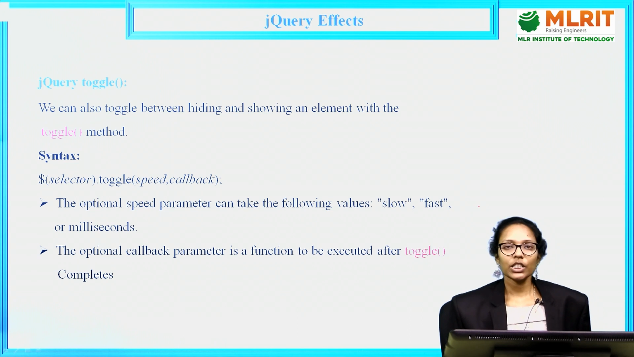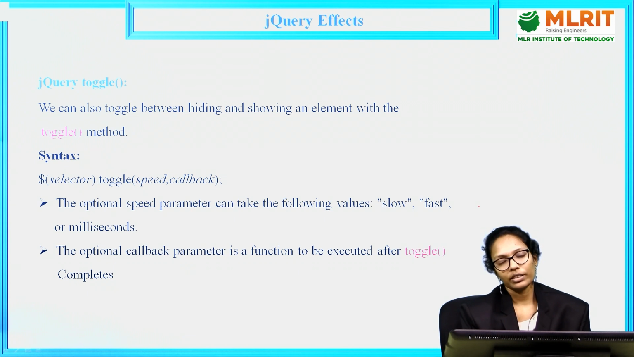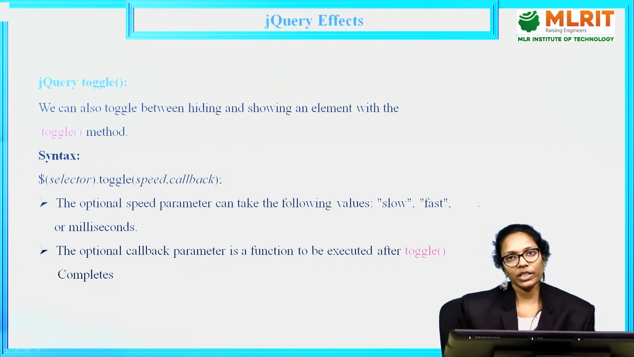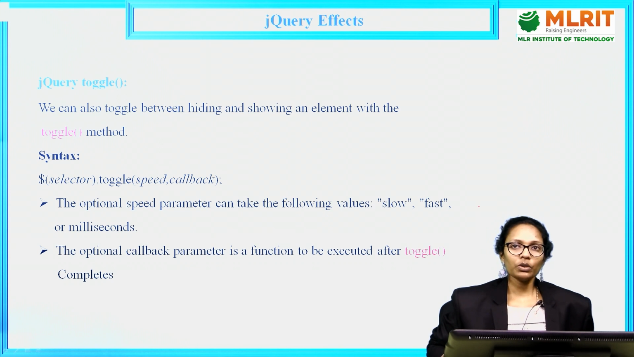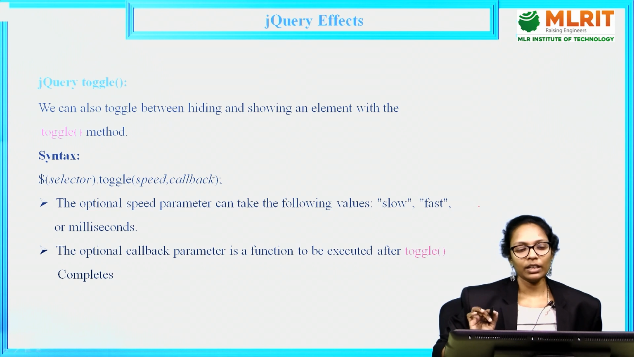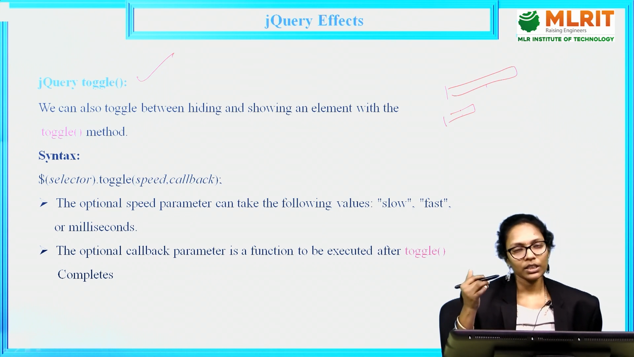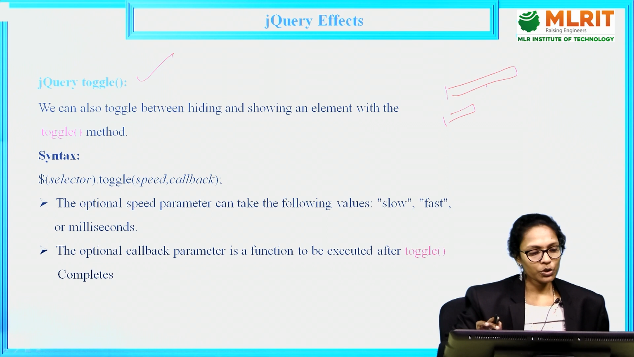So next is toggle. Show and hide are two functions we have used in the previous program. But I don't want to use two functions, I want to apply both show and hide on a single button. Then you can use toggle. So the toggle function will perform both show and hide. If the text is showing presently and I click on the button, it will be hidden. If it is hiding presently and I click on the button, automatically it will be shown. So both things will be performed by this toggle.